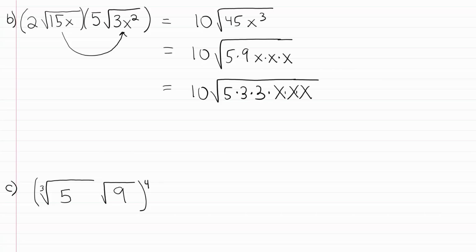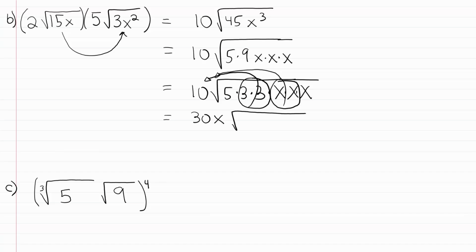And lastly, we're able to take out anything that has a matching pair, right? So it looks like I can take out a 3 outside here. And remember, that 3 is going to multiply by whatever's out there already. So 10 times 3 is going to give you 30. And then an x can come out as well with that. So we're going to have 30x.